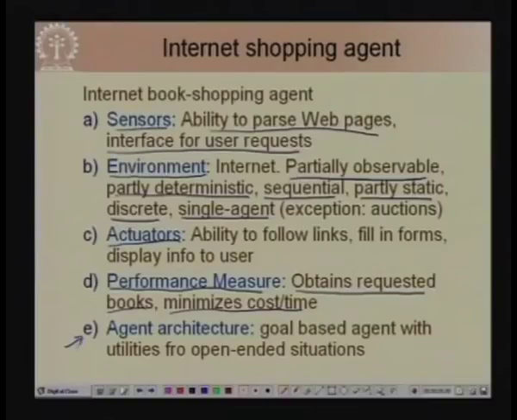And the agent architecture that we visualize is we have a goal based agent with utilities for open ended situations. So in situations which are not very well specified, we can have a utility based agent, but mainly we can have a goal based agent which has a particular goal in mind, for which it has to minimize the cost and the time.